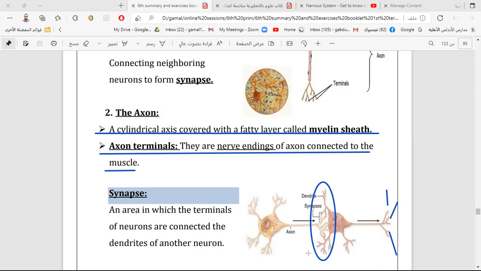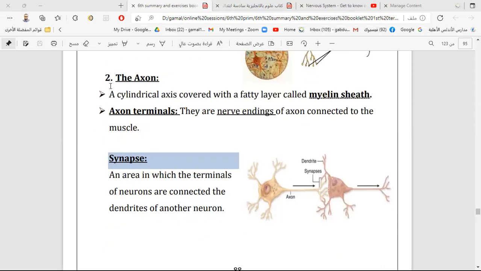Who can tell me about the synapse? Can I say? Seif, go ahead. A synapse is an area in which the terminals of neurons are connected to the dendrites of another neuron.